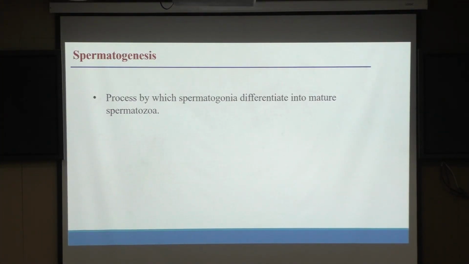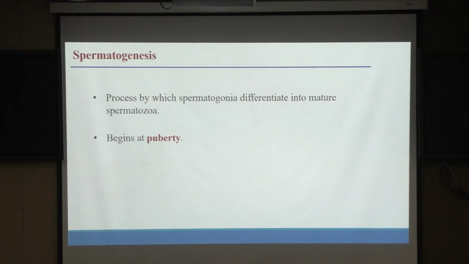Now, if you see the process of spermatogenesis, what do you mean by spermatogenesis? It is a process by which the primitive germ cells which have reached the testis, now called spermatogonia, differentiate into spermatozoa, right? The entire process might take around 74 days for complete sperm maturation. I'll come to that later.